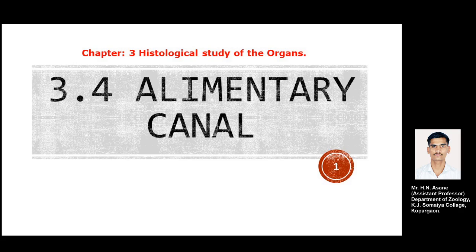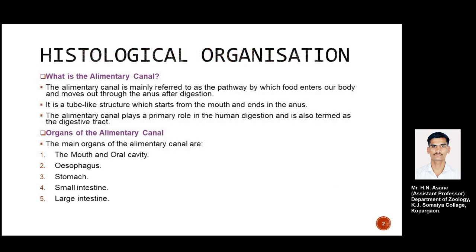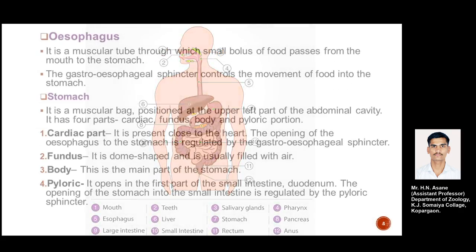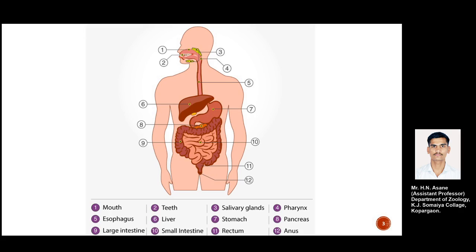Okay, so in the last few sessions we have been engaged with the histological study of the alimentary canal and the organs which represent this alimentary canal. In the very first lecture we saw the histological organization of the alimentary canal. We saw that the abdominal cavity is occupied by various organs of the digestive system like mouth, teeth, salivary glands, pharynx, esophagus, liver, stomach, pancreas, large intestine, small intestine, rectum and anus. So this session will be the last session for the alimentary canal itself.